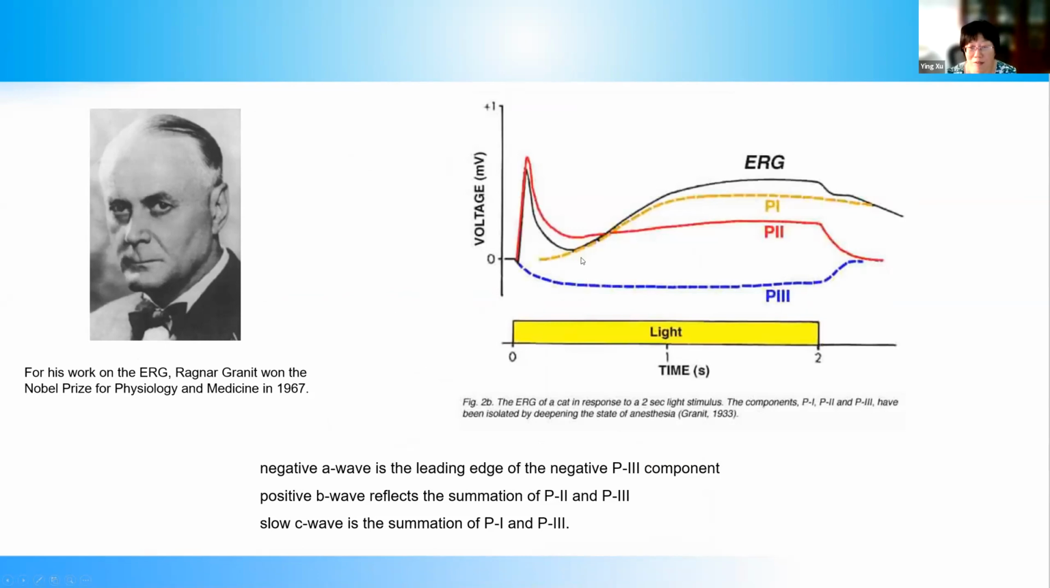He identified several components of the ERG, shown here with the black trace as a raw trace of ERG. He found that as the anesthesia state deepens, different waves show up. So he isolated them as P1, which is purple or yellow, P2 in red color, and P3 in blue color. Now it's commonly accepted that the negative A wave is the leading edge of the negative P3 component. And the positive B wave reflects a summation of P2 and P3. And the slow C wave is a summation of P1 and P3. And those components I will explain later, again, during analysis.